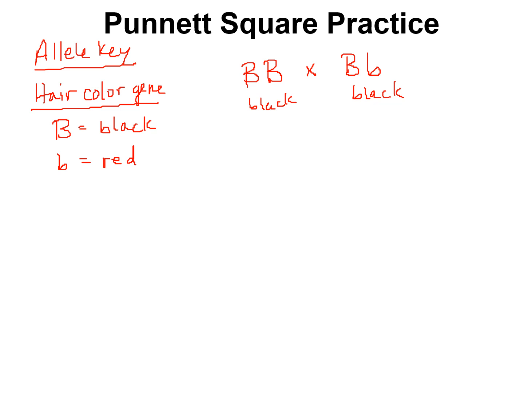Okay, so now we're going to make our Punnett square. And let's say this is our female. So if we do our law of segregation, half the eggs will have big B, and the other half will have the other big B. And then let's say the male is the heterozygote, and so half the sperm will have big B, and the other half of the sperm will have little b.